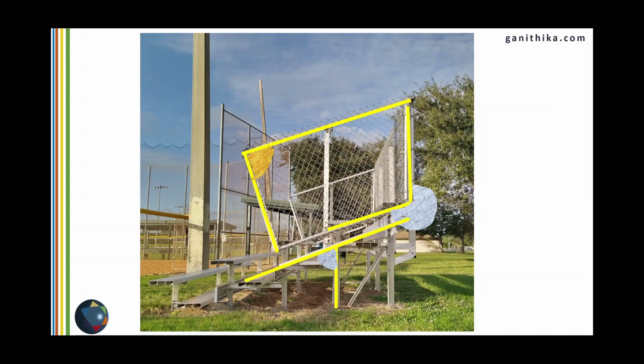You can also find other angles in the picture, like here and here, which gives you a right angle, and so on. You can actually identify lots of angles in this picture. Whenever you walk outside again, find out how many angles you can identify.